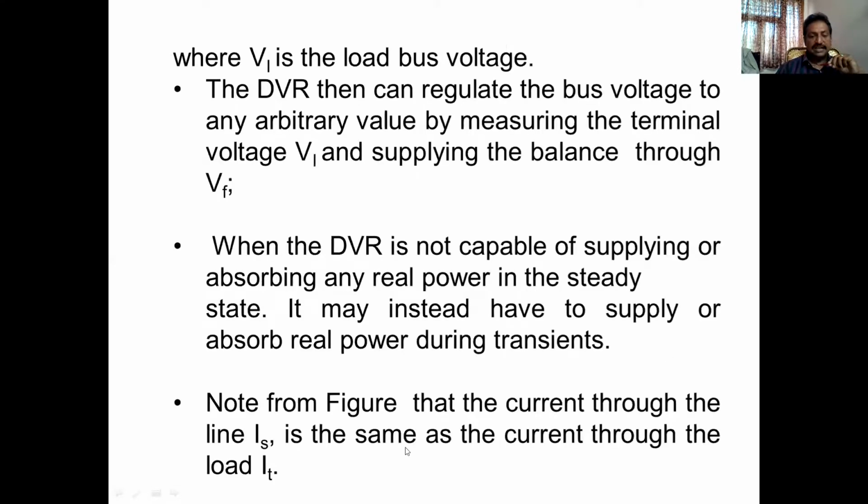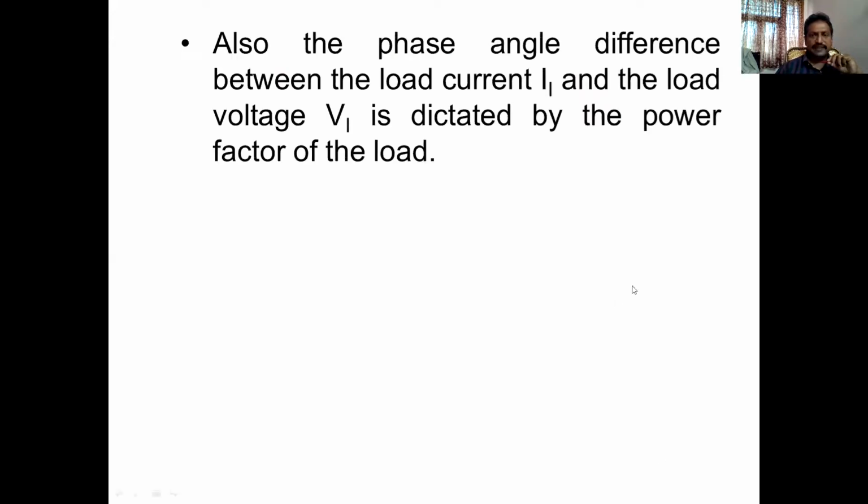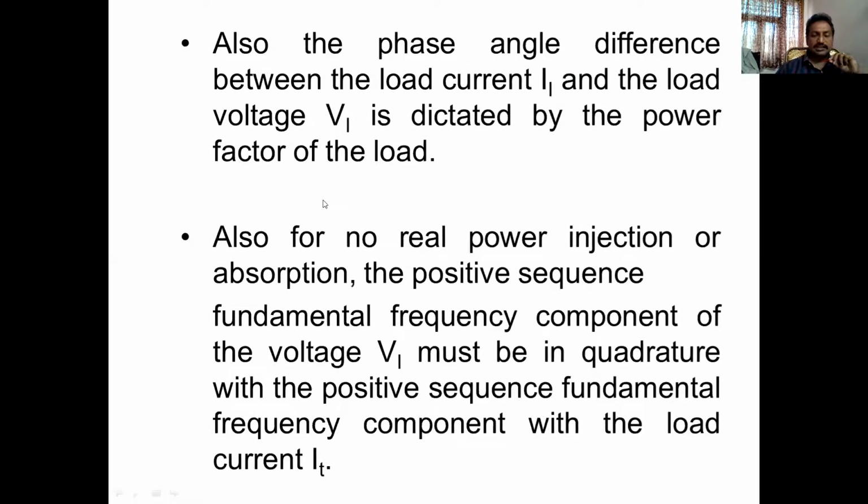Now see that the current through the line IS is the same as the current through the load IL. Also, the phase angle difference between the load current and the load voltage is dictated by the power factor of the load. Definitely, the power factor of the load depends on that only. We can identify the angle between voltage and current. Also, for no real power injection or absorption, the positive sequence fundamental frequency component of the voltage VF must be in quadrature with the positive sequence fundamental frequency component of the current.